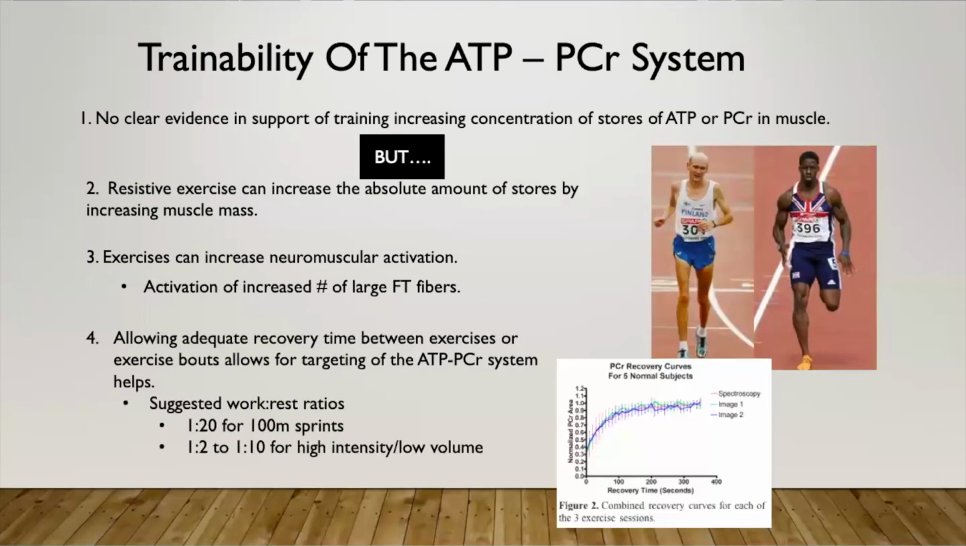And then last, the amount of recovery time between exercises or exercise bouts allows for you to target. So if you're trying to train the ATP phosphocreatine system because you've identified that that's important for your explosive athletes, then you want to make sure that that system is tweaked, it's stressed. So that's why you have the longer work rest ratios. 1:20 is probably a starting point for 100-meter sprints. 1:2:10 for high intensity, more lower volume.